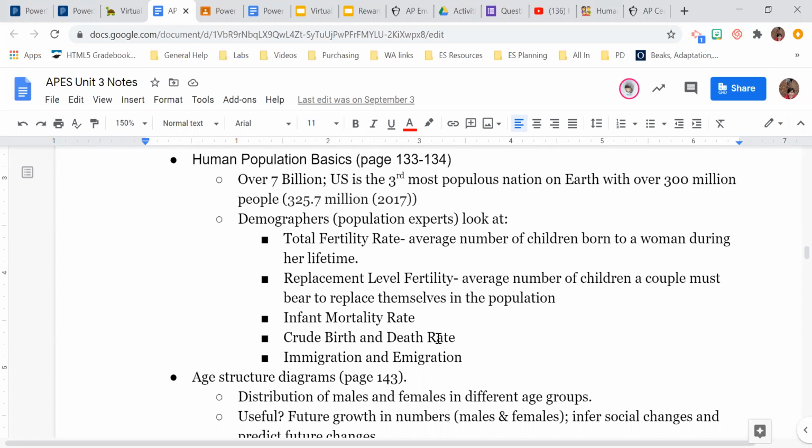If we made it into a percent, that would be like 0.1%, which seems so small that it's hard to imagine those differences. But if we're talking about the difference between 10 and 20, that's a little bit easier for us to understand than the difference between 0.1 and 0.2, even though mathematically it would be the same. So crude birth rate, crude death rate, that's going to be per 1,000 individuals.